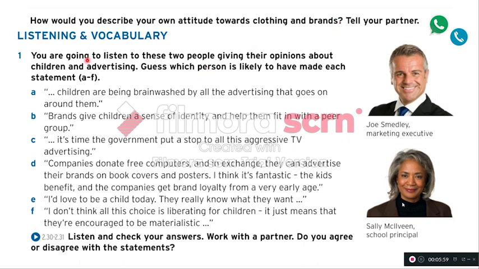In the first exercise of this section, you're going to listen to these two people giving their opinions about children and advertising. Guess which person is likely to have made each statement. Okay, so here we have some statements. And before we listen to Joe and to Sally, you will have to try to guess who said each of these statements, if Joe or Sally.